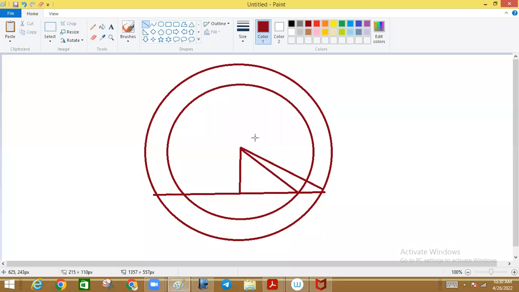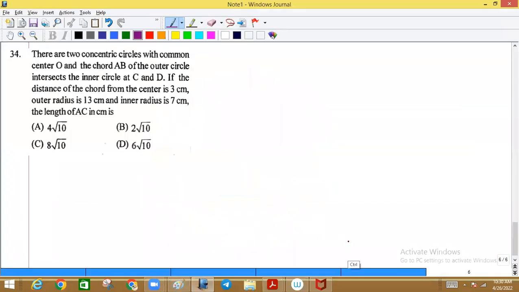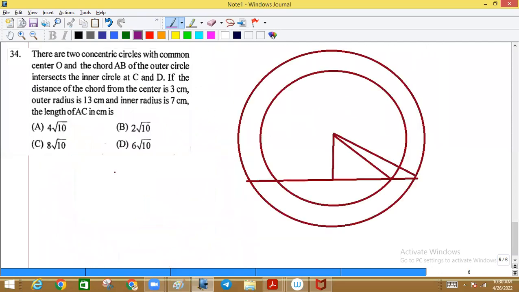Inner radius, outer radius. Chord AB of the outer circle intersects the inner circle at C and D. Let it be O and P. If the distance of the chord from the center is 3 centimeter, what is the distance from the chord to the center? It is 3 centimeter, right?